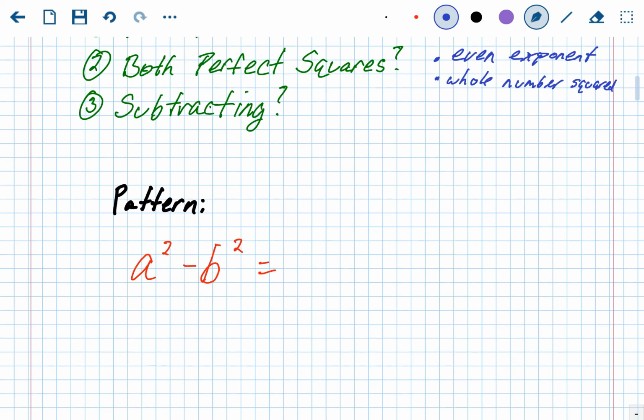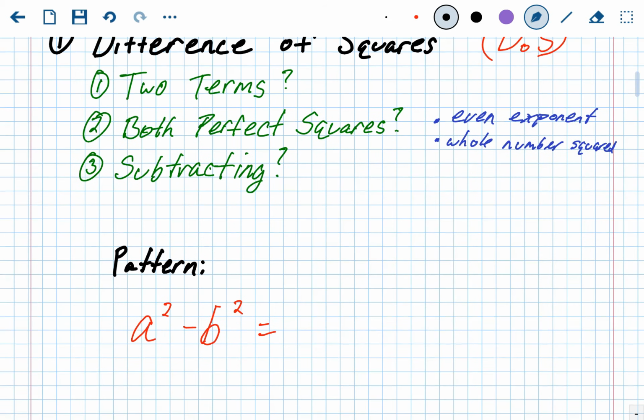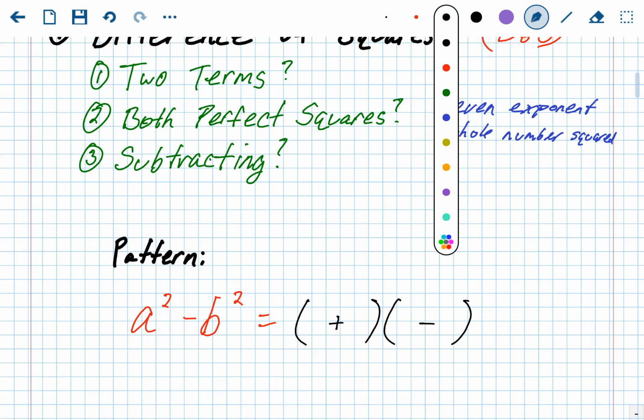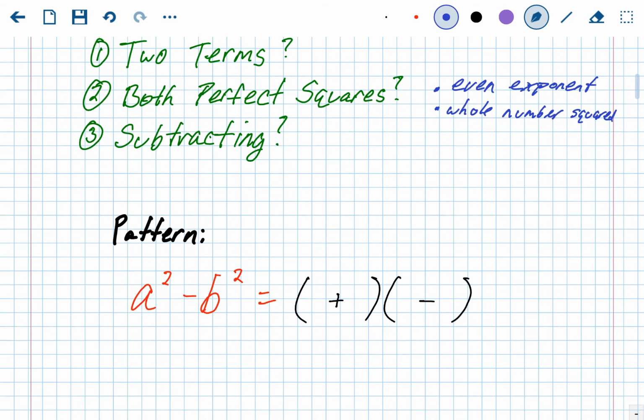Alright, so back to the pattern: a squared minus b squared. If it answers yes to all three of those questions, two terms, both perfect squares, subtracting, then your factored pattern is going to be two binomials multiplied together. One's a plus, one's a minus. And then you do the square root of the first term in the first slot, and the square root of the second term in the second slot.